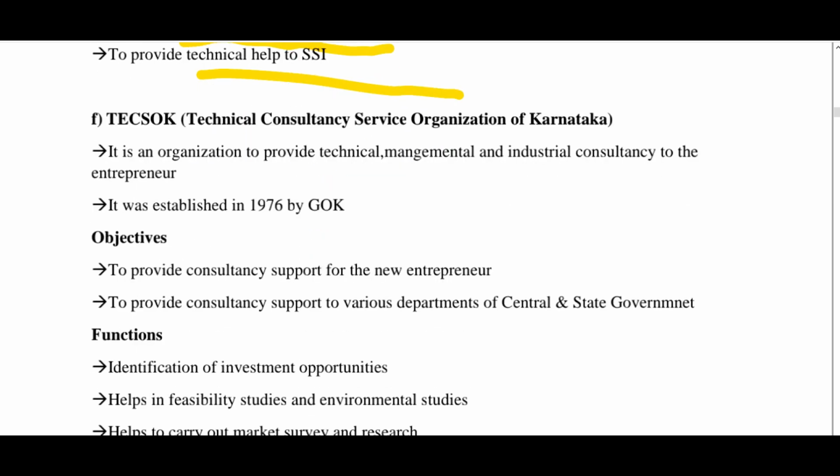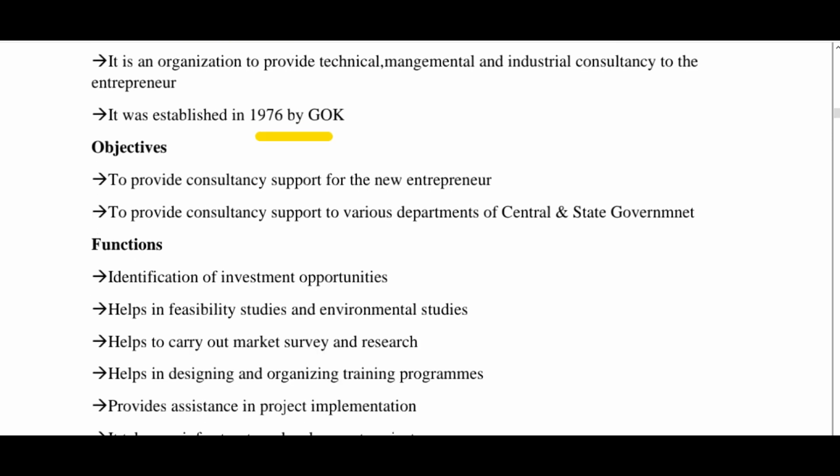TECSOK, Technical Consultancy Service Organization of Karnataka. It is an organization to provide technical, managerial, and industrial consultancy to entrepreneurs. It was established in 1976 by the Government of Karnataka. The objective is to provide consultancy, the same thing, and to provide support to various central and state departments.